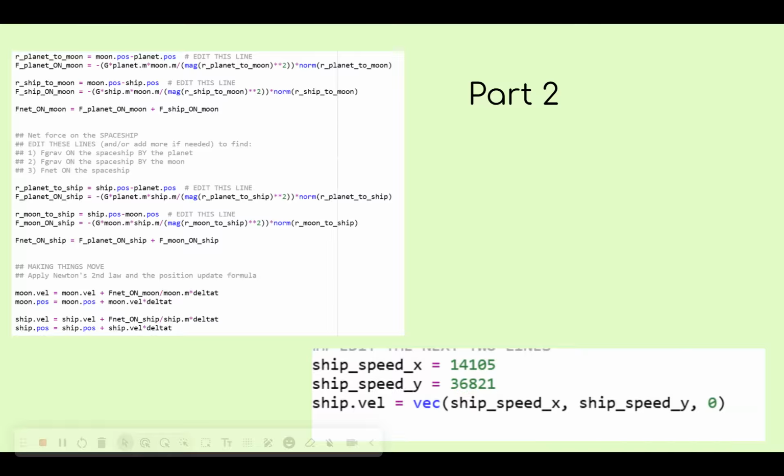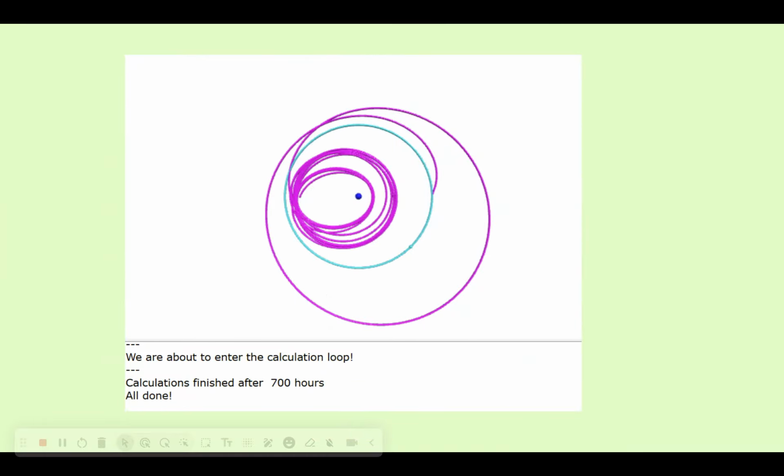It was then guessed and checked with the ship's velocities to find the necessary speed of the orbit to not crash. This image was the output of the code. The final speed I used was the vector <14105, 36821, 0> meters per second, and it's not a figure 8, but it is affected by both the moon and the planet.